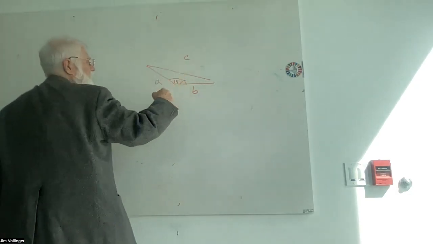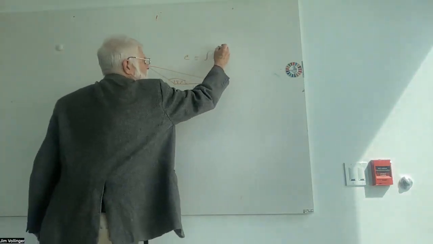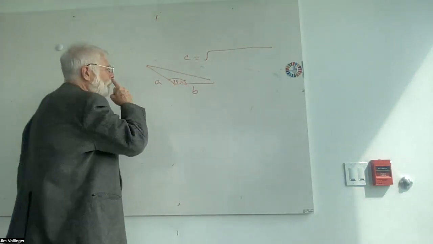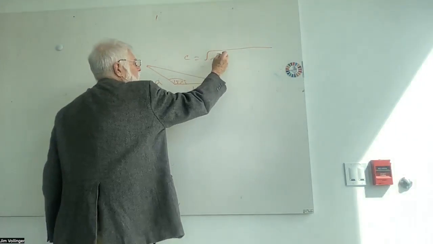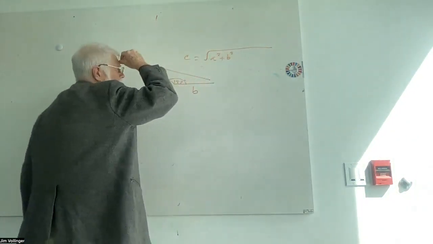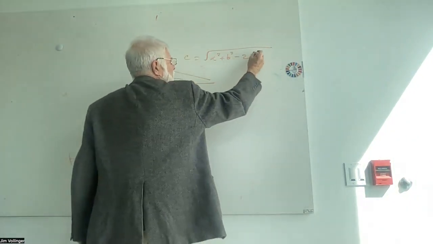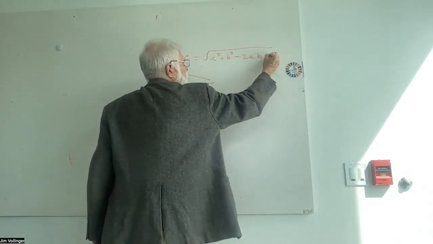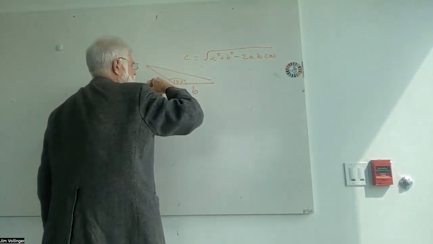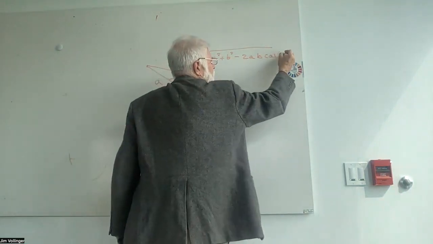Okay, so what's side C? Well, you've got to have a square root. Can you see that? Yes, you can. So you're doing A squared plus B squared minus 2AB cosine of 147 degrees. Running out of gas here.